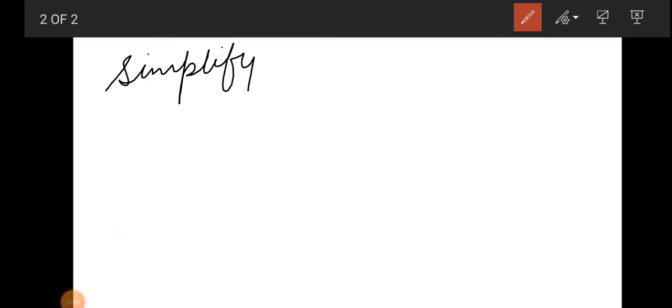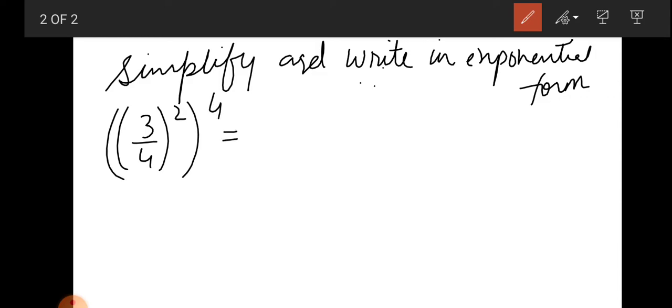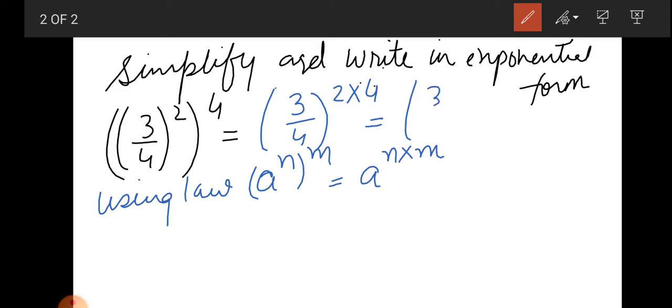Next question, simplify and write in exponential form. 3 by 4 raised to the power 2 raised to the power 4 is equal to, using the law a raised to the power n raised to the power m is equal to a raised to the power n into m, 3 by 4 raised to the power 2 into 4, which is equal to 3 by 4 raised to the power 8.